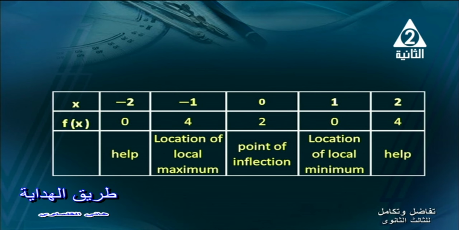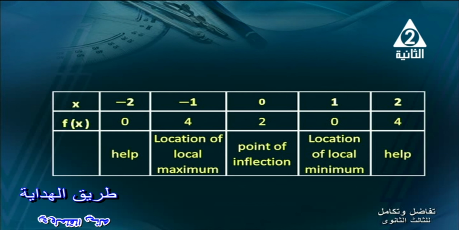We can draw the curve of this function by using the following table. When x equals negative 2, y equals 0. When x equals negative 1, y equals 4. When x equals 0, y equals 2. When x equals 1, y equals 0. And when x equals 2, y equals 4.